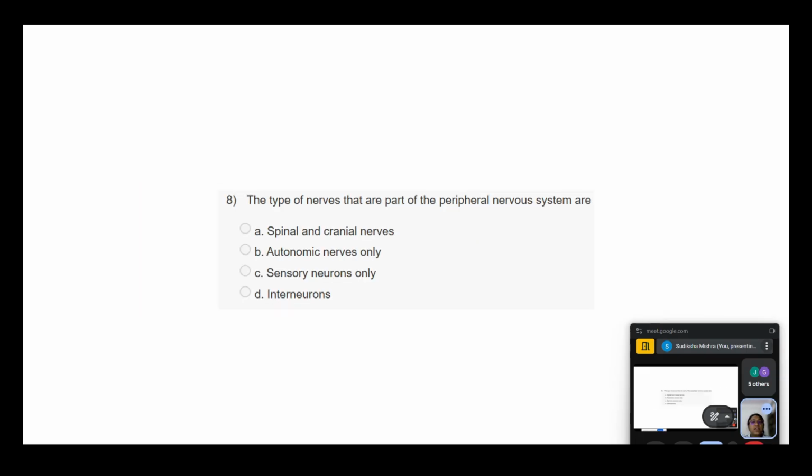Types of nerves that are part of the peripheral nervous system are: spinal nerves, cranial nerves, spinal and cranial nerves, autonomic nerves only, sensory neurons only, interneurons. The answer is spinal and cranial nerves.